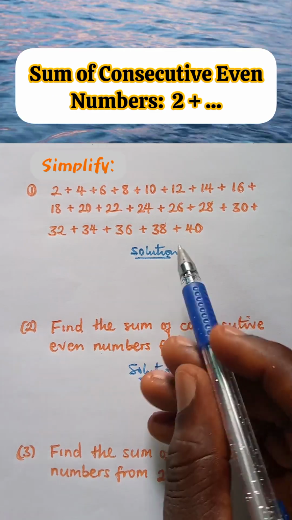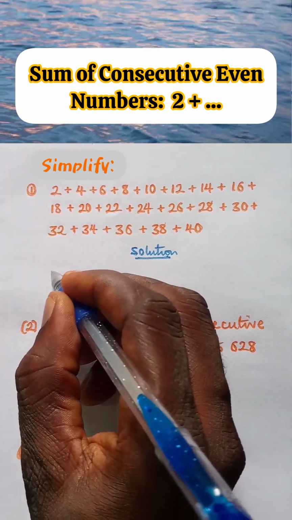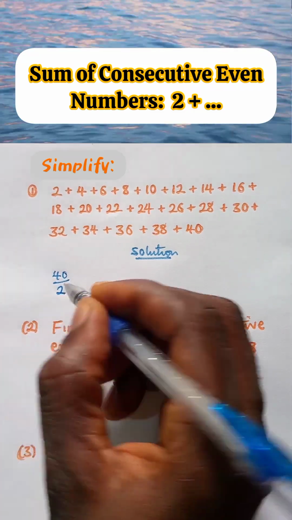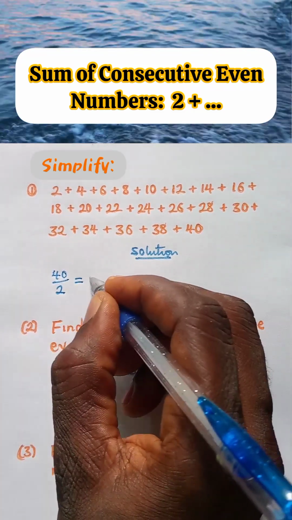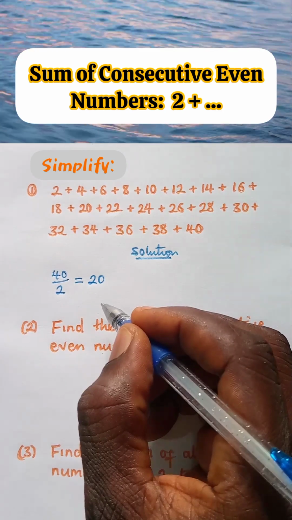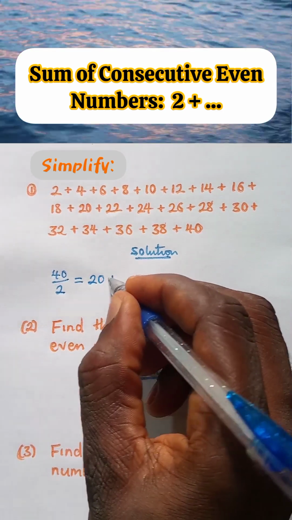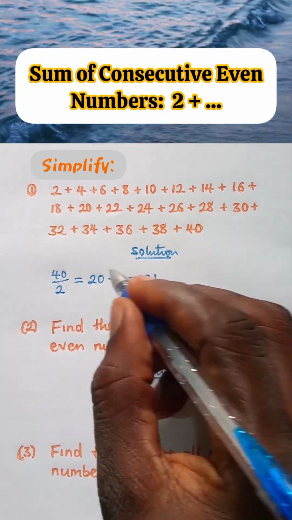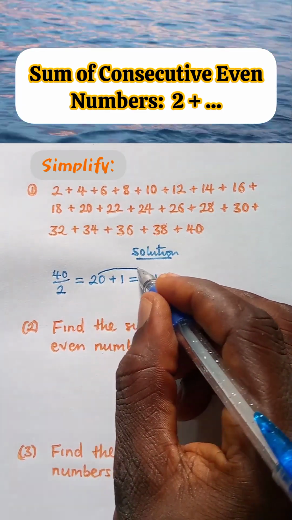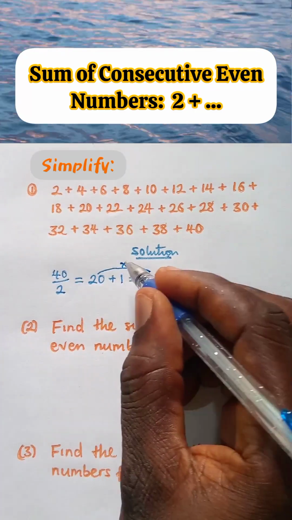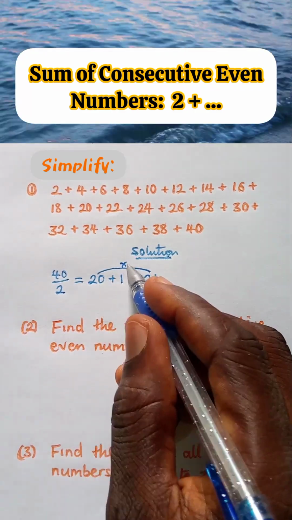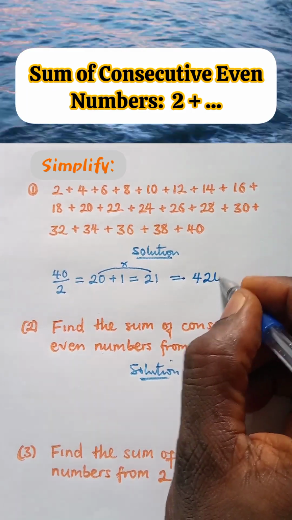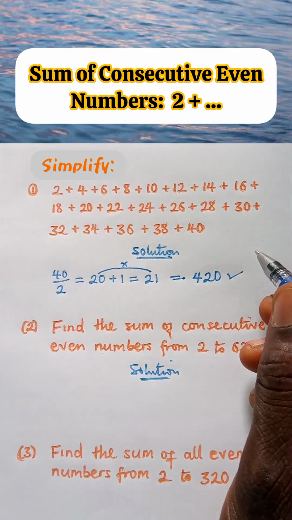You come down here, you will divide the 40 by 2. Say 40 divided by 2. This gives us 20. That is step 1. The next step, add 1 to the 20, and that gives us 21. So what you simply need to do is to multiply this 20 by the 21. That is 20 multiplied by 21, and this gives us 420, and that becomes the answer.